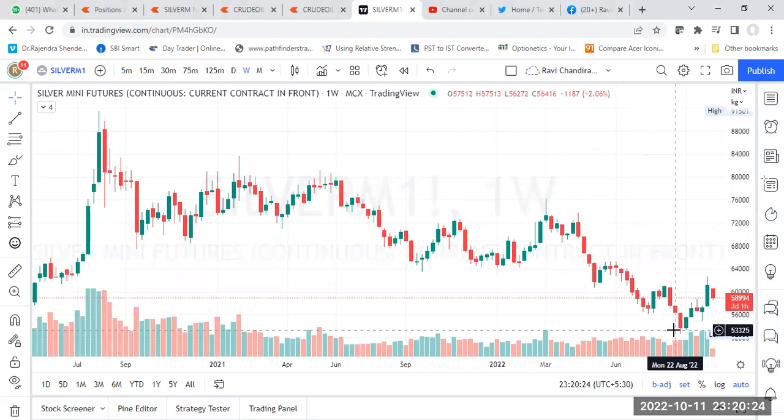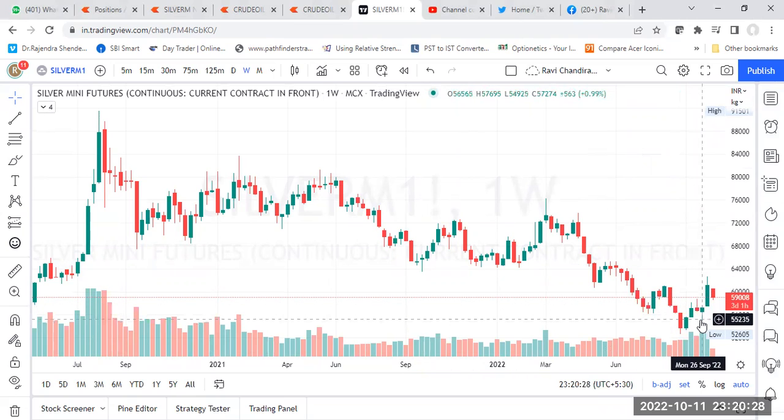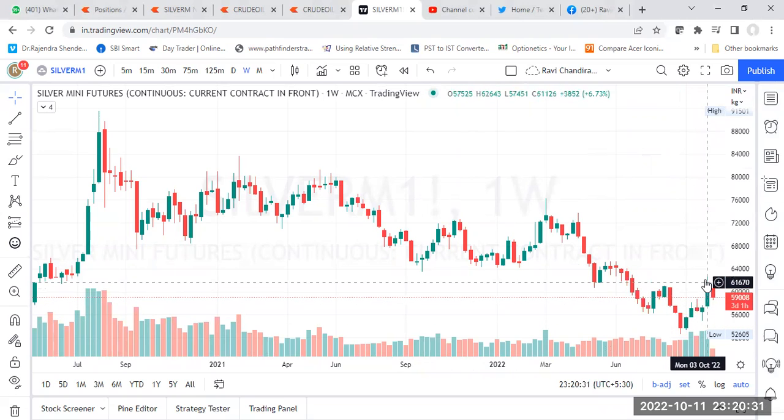And if you see in the last few weeks, this is a low, this is a high, lower low, higher low and higher high. So when you have a higher low and higher high formation, it means that the trend has changed from downward trend to an upward trend.